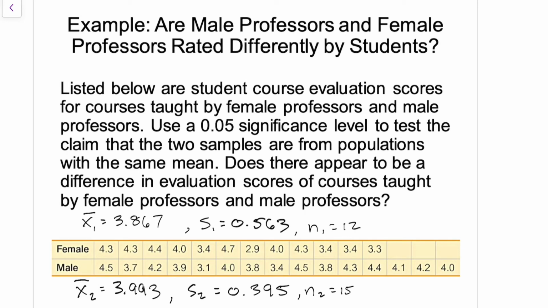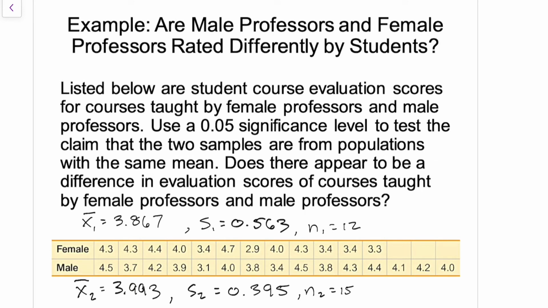Listed below are student course evaluation scores for courses taught by female professors and male professors. We will use a 0.05 significance level to test the claim that the two samples are from the populations with the same mean. And so what we want to see is, does there appear to be a difference in the evaluation scores of courses taught by female or male professors?